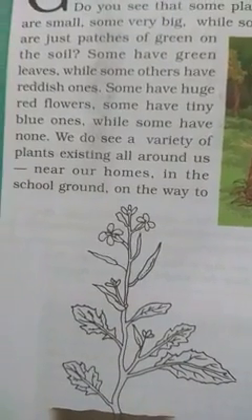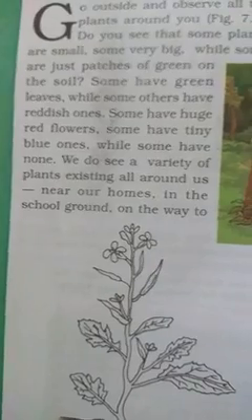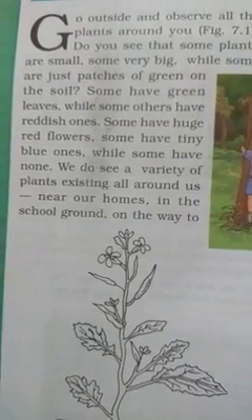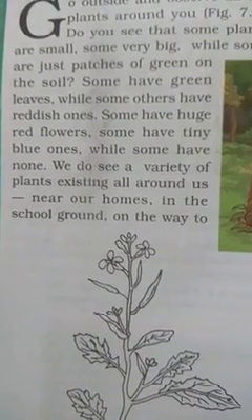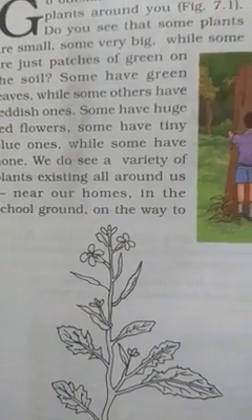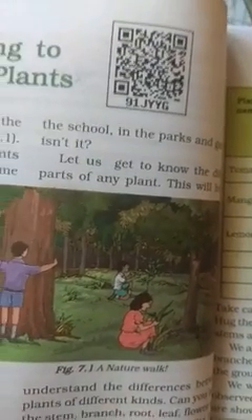We do see a variety of plants existing all around us. Not only around us, wherever you go, in all areas, you can see a variety of plants. In the school ground, on the way to market, on the way to stadium, parks, everywhere. So let us know what are the kinds of plants and their parts.